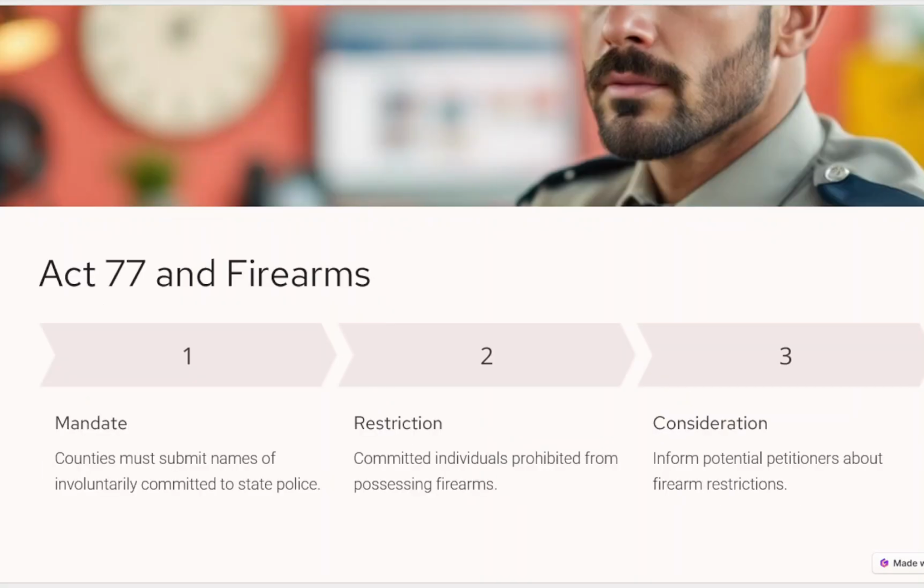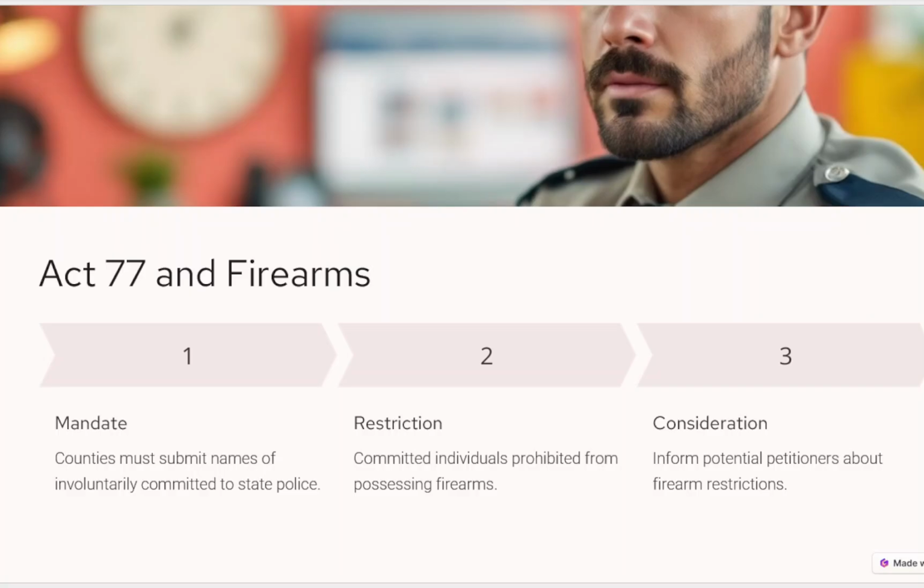Act 77 affects the 302 process as an amendment to the Mental Health Procedure Act of 1976. This law mandates that all counties submit the names of individuals who have been involuntarily committed for inpatient psychiatric treatment to the state police. Under this act, anyone committed under sections 302, 304, or 303 is prohibited from possessing, using, manufacturing, controlling, or transferring firearms.